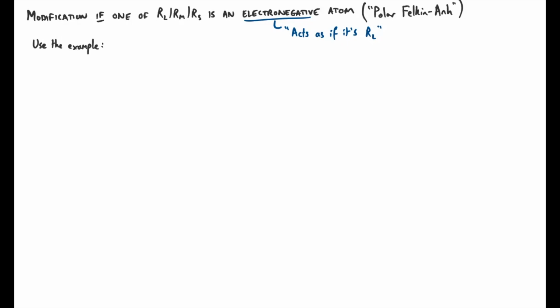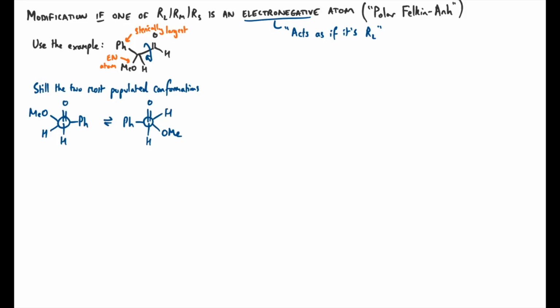I'm going to use an example of a molecule where this will be manifested, specifically this aldehyde here, where I have a phenyl group which is sterically the largest, but also I have an oxygen on one of the groups, which is an electronegative atom. So just to follow through from where we were on the previous page, these two are still the most populated conformations, where the phenyl group is sterically the biggest group.